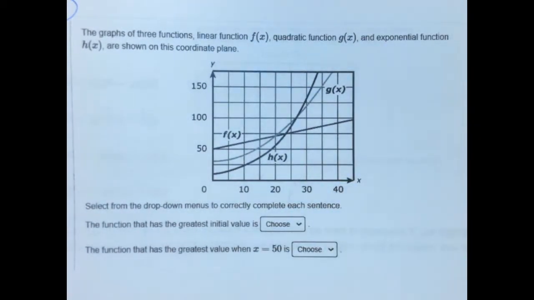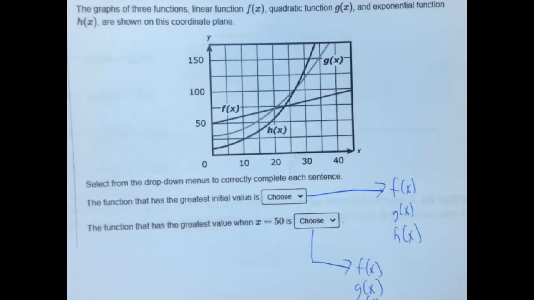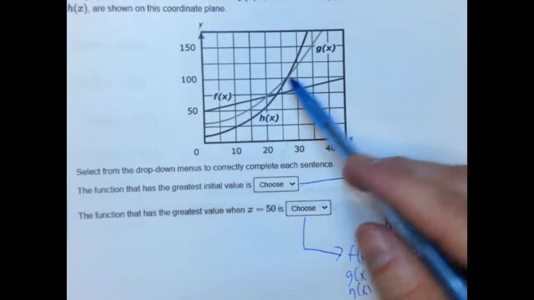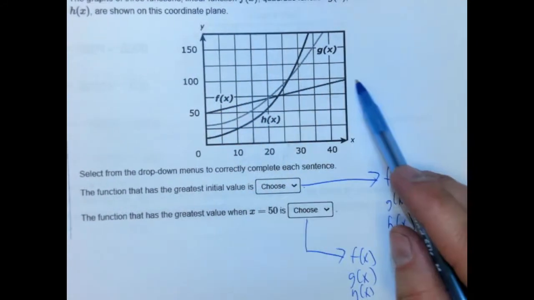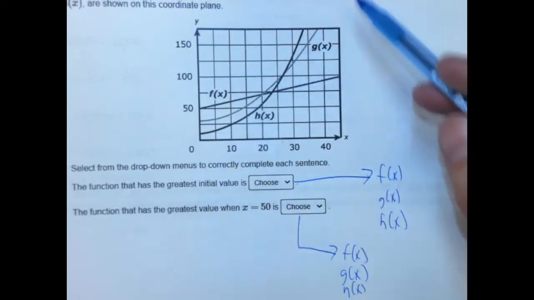The graphs of three functions, linear function f of x, quadratic function g of x, and exponential function h of x are shown in the coordinate plane. Select from the drop-down menus to correctly complete each sentence. And there's options here when you click it. Let me pause this and see what those options are. Okay, so I just double-checked the options they have available. So each of these has basically all three of these functions. So we have the linear, which is f of x, the quadratic, which is g of x, and the exponential, which is h of x.